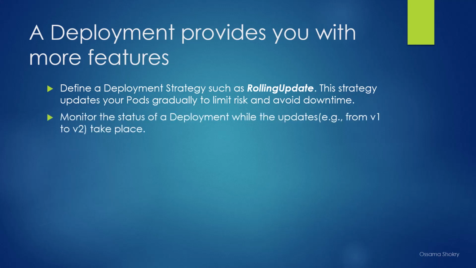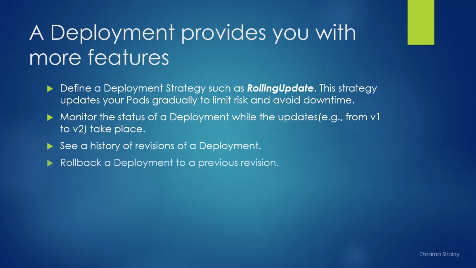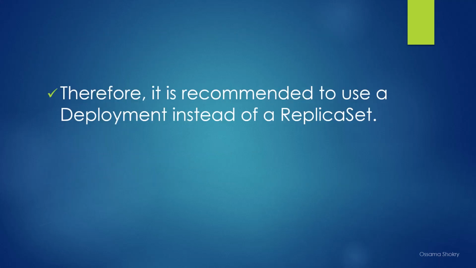Monitor the status of a deployment while the updates take place, for instance from v1 to v2. See a history of revisions of a deployment. Roll back a deployment to a previous revision. You will apply these features in the next few labs in this course. Therefore, it is recommended to use a deployment instead of a replica set.